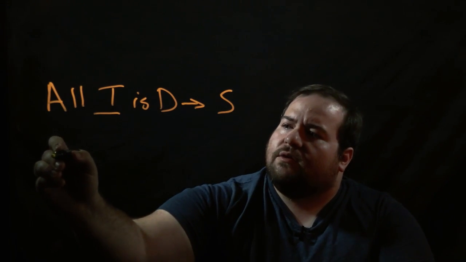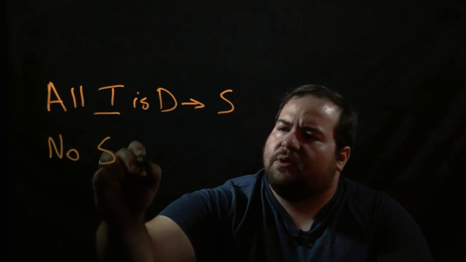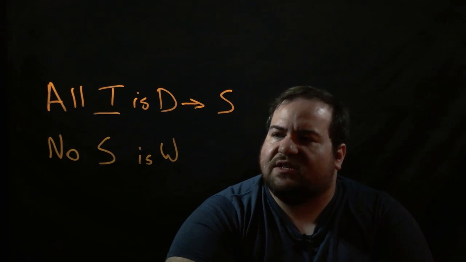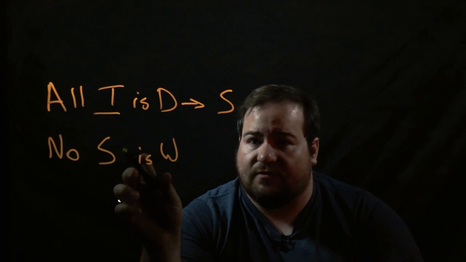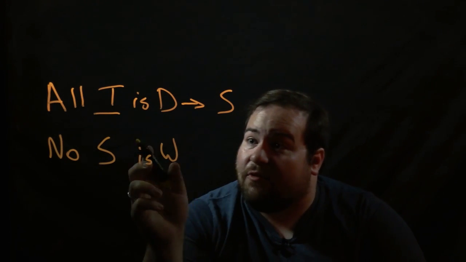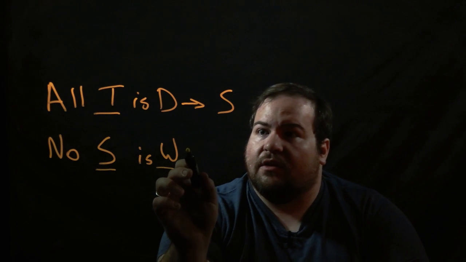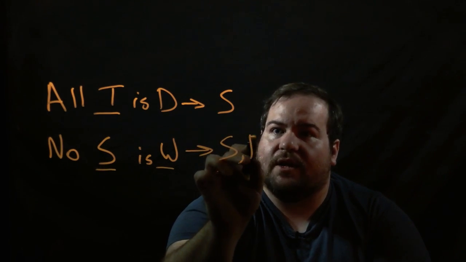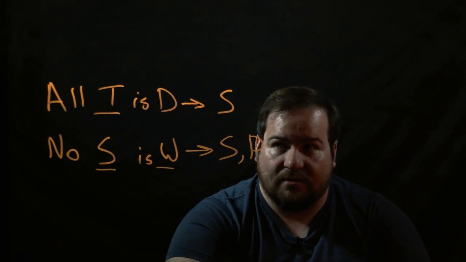So, when it comes to no statements, let's say no sheep are wolves, right? What's distributed here? Well, no refers to the entirety of the class of sheep, and it refers to the entirety of the class of wolves. Thus, both the subject term and the predicate term are distributed in no statements.